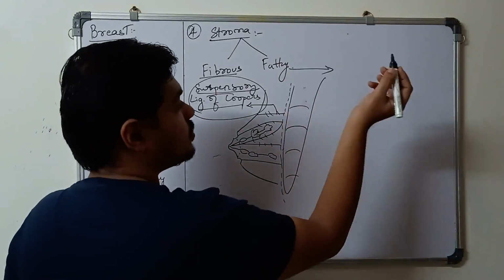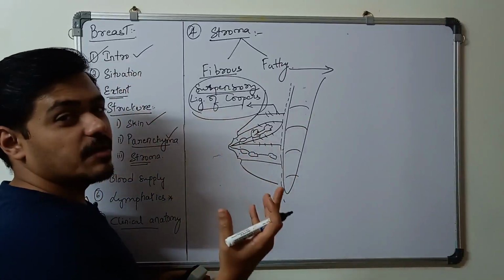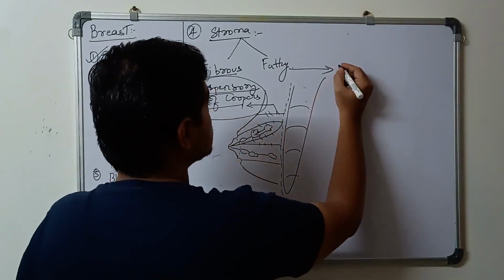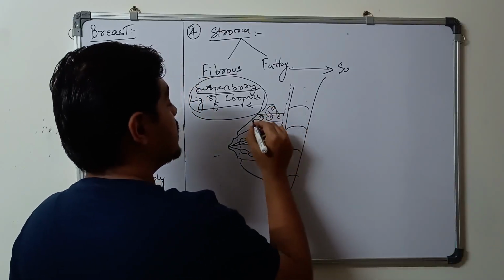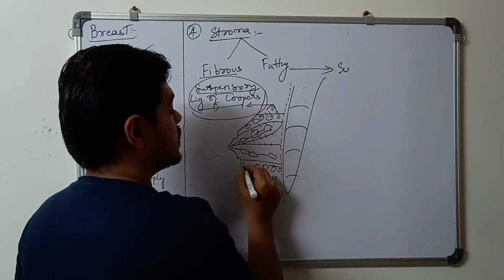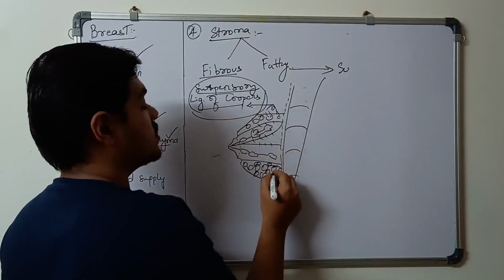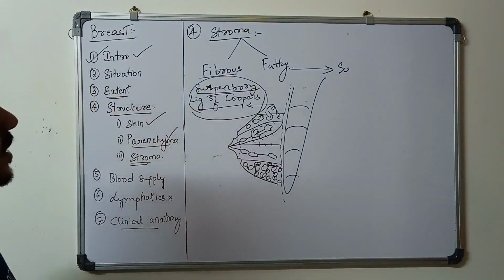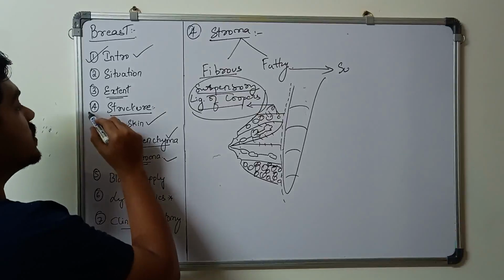Now the fatty stroma is pretty simple. It forms most of the bulk of the mammary tissue. This is nothing but the subcutaneous fat that's present everywhere else inside the breast. This gives the globular shape and the curvature of the breast. So that is about the stroma, and that finishes the structure.